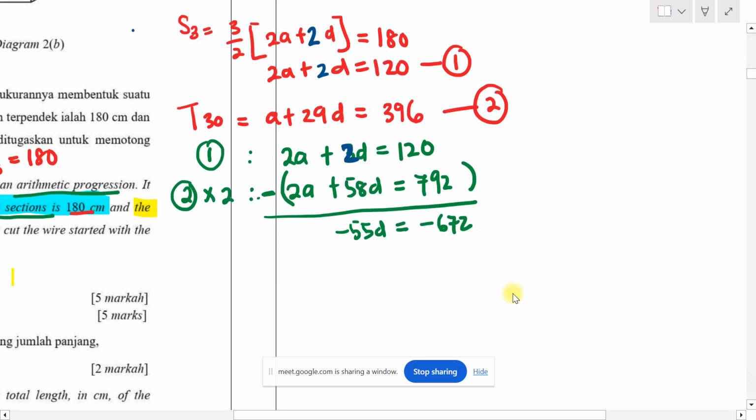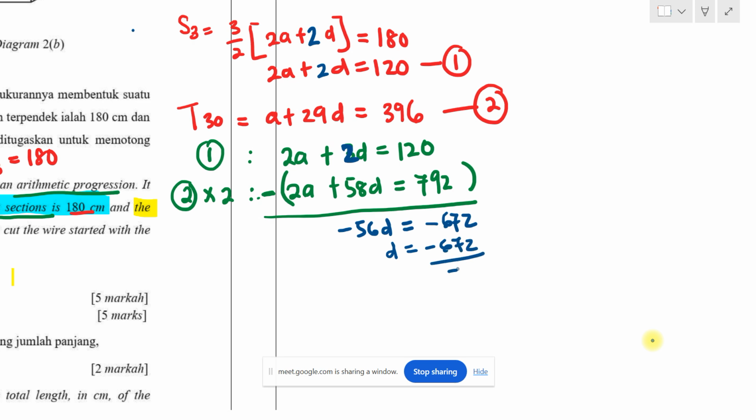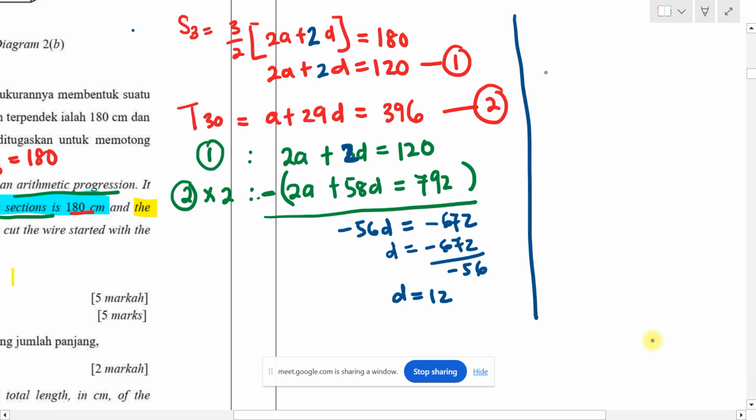If you get a fractional answer, we need to double check the equation. So 2 minus 58 is negative 56d. 120 minus 792 is negative 672. So negative 672 divided by negative 56, your d should be 12. That's good news. And what is your a?